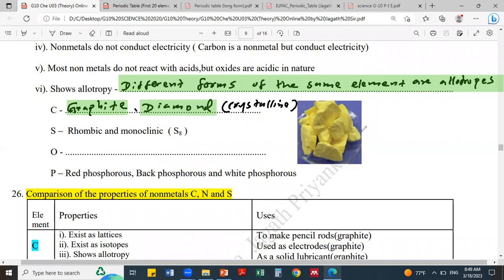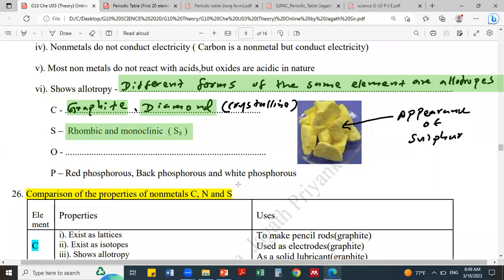Then sulfur. This is the physical appearance of sulfur. Actually, sulfur is a brittle, yellow solid. Because it's a non-metal, it's not malleable and ductile. There are two crystalline allotropic forms of sulfur, rhombic and monoclinic. These also exist as crystals.